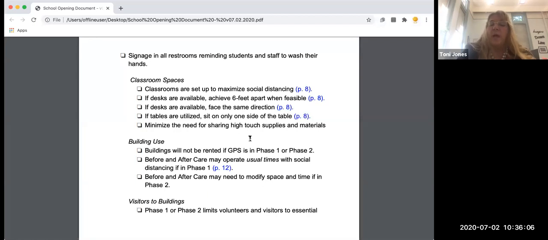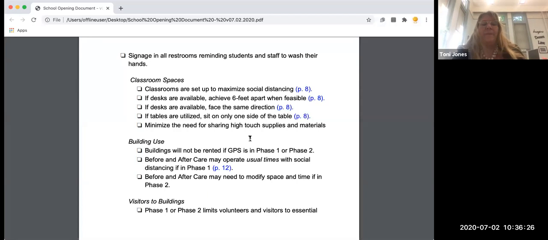And just as a reminder, a lot of our classrooms no longer have desks. I think that's also a point that's important to make. If desks are available, they need to face the same direction. And that's not something we haven't done since 1980. Well, maybe not 1980, but you try to think of the really old classroom when you think of that.